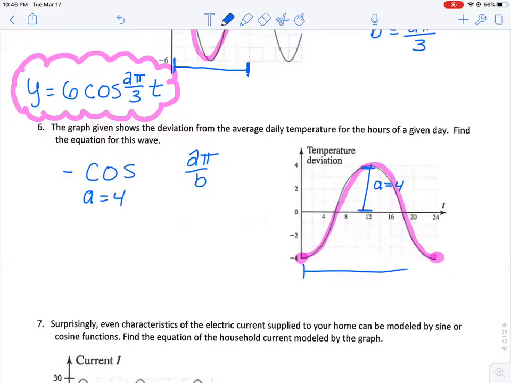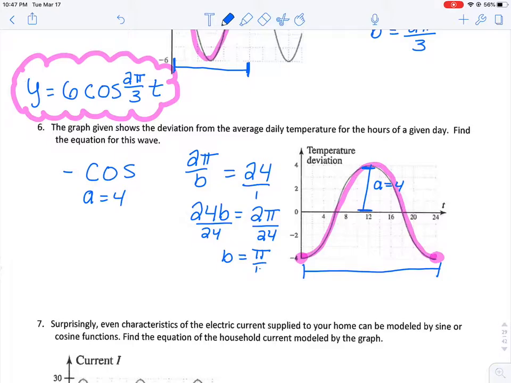Look at your graph and identify what your period is. Your period is your length of one cycle. So in this case, one cycle ends at 24. Put that over 1 and cross multiply. 24b equals 2 pi. Divide by 24 on both sides. And I get b equals pi over 12.